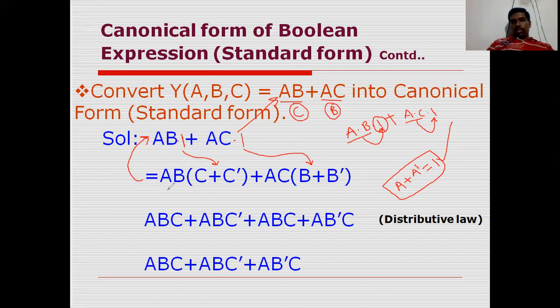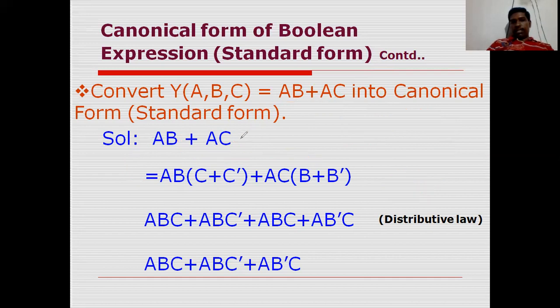Now, let me clear the screen. See here, I just multiplied 1 in this step, and that 1 is modified like this, just by using the property A plus A bar equal to 1. A plus A bar is equal to 1. By using this property, I have substituted that 1 with the missing literals. Whatever literals are missing, I found out, and then I substituted them.